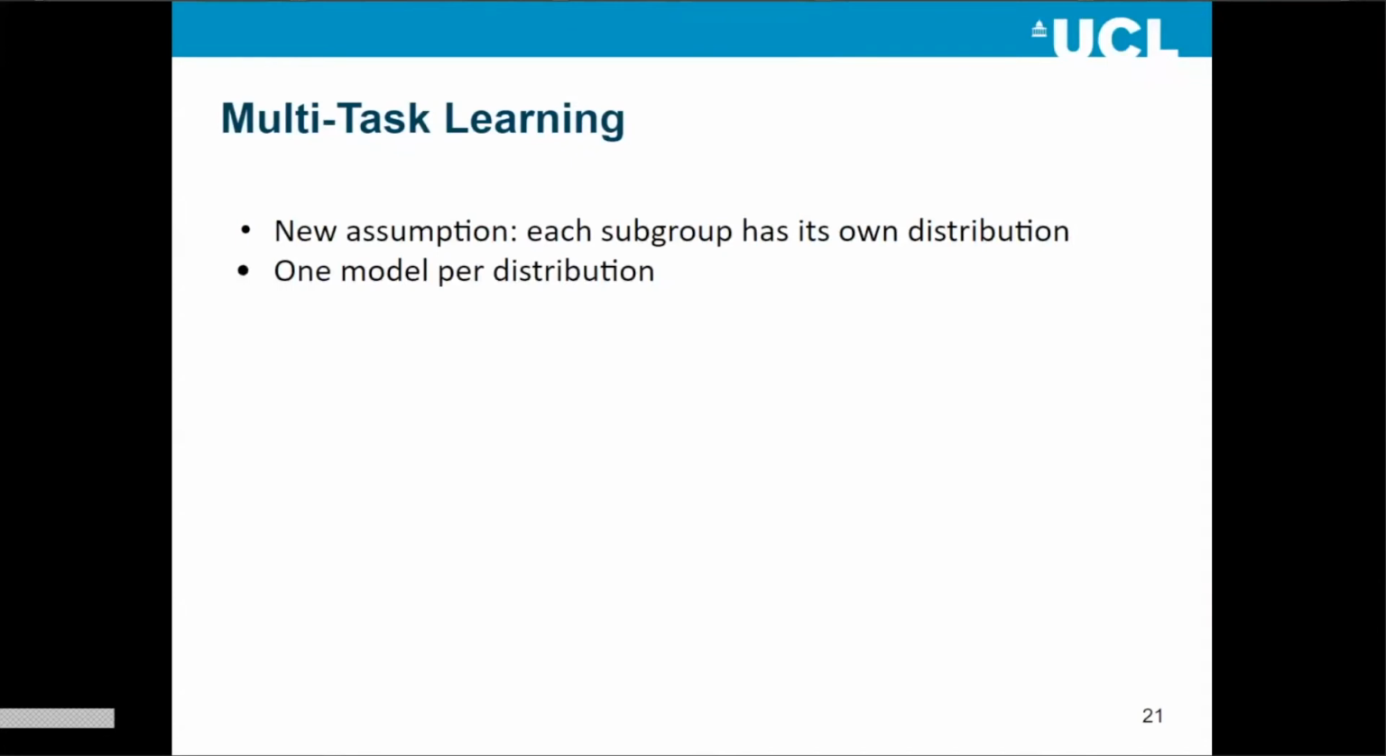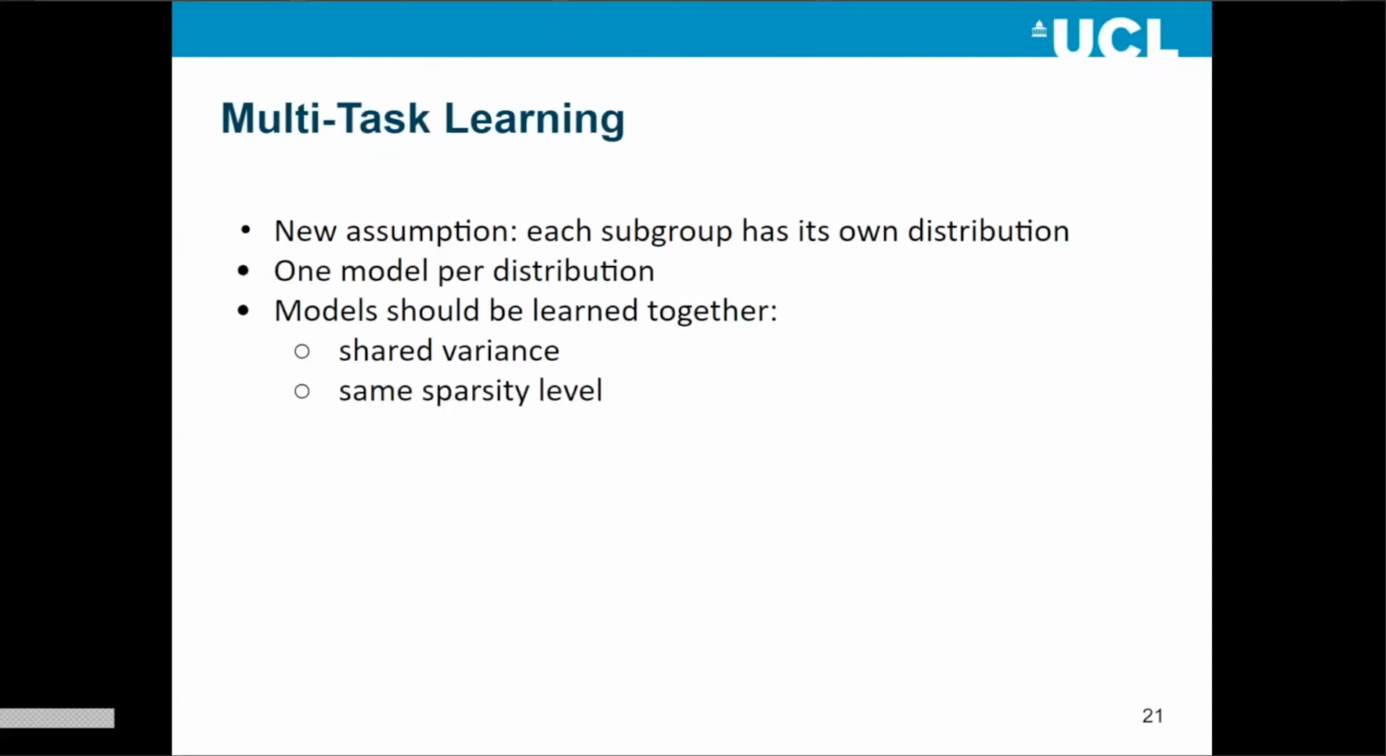And we fit one model per distribution. And now what we do is we impose those models to learn something and to share something, so that they can have shared variance, which is going to push the weights from the different models to be the same. They can have the same sparsity level, so select around the same, like 20% of the features, but they can be very different features across the different models. Or we can force the same features across the tasks. And that could also be a very sparse level.